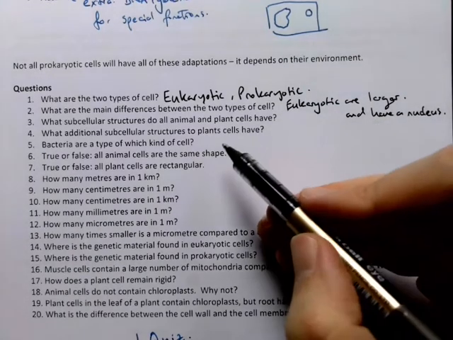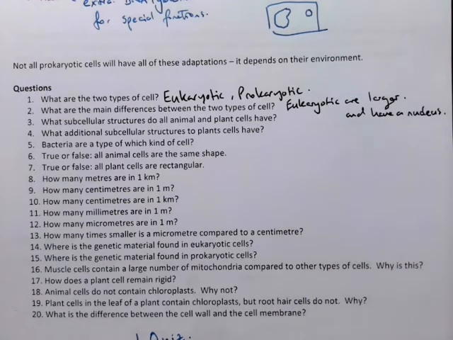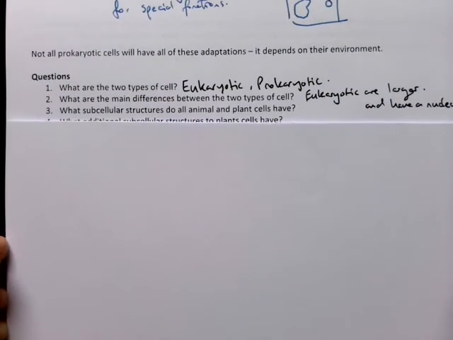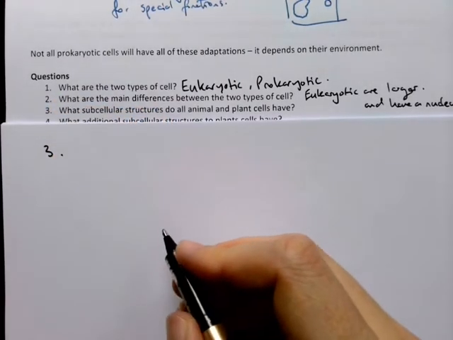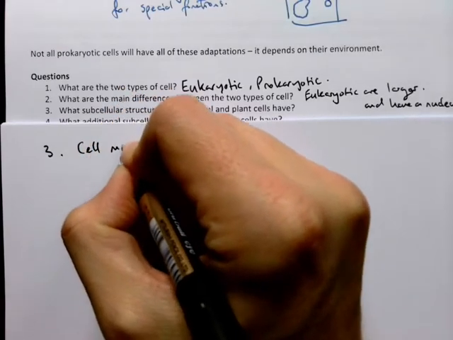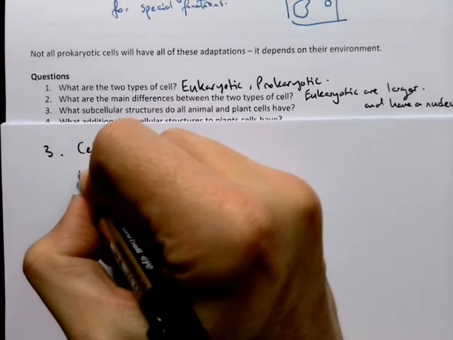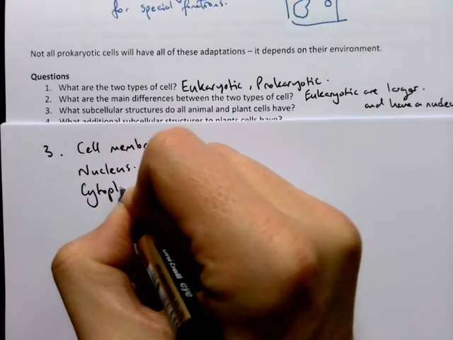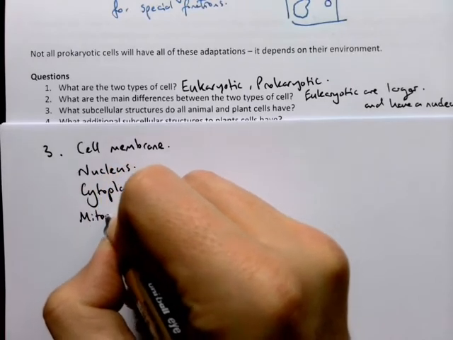What subcellular structures do all animal and plant cells have? I think I'm going to run out of space here, so I'm going to answer these questions on a different piece of paper. Okay, so number 3. What subcellular structures do all plant and animal cells have? Well, they all have a cell membrane. They all have a nucleus. They all have cytoplasm, and they all have mitochondria.